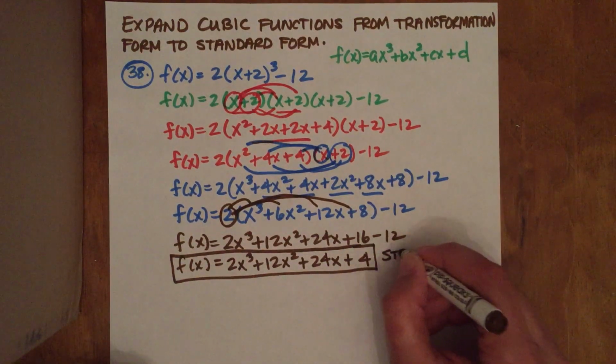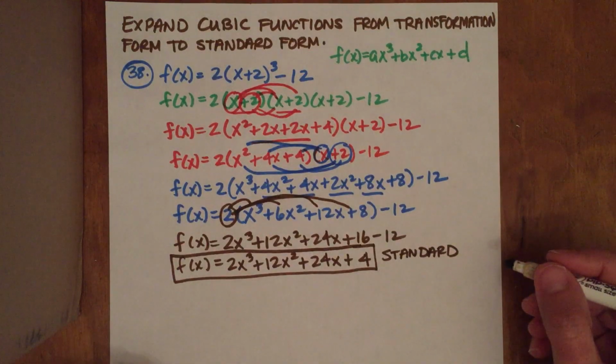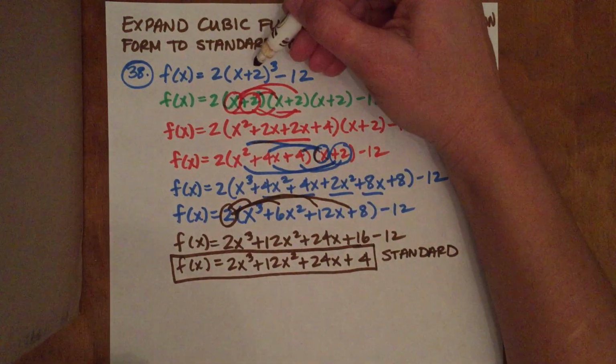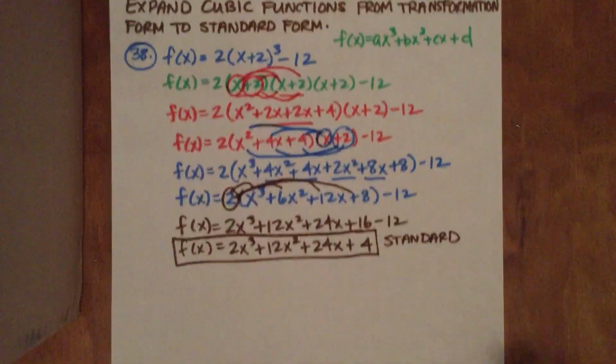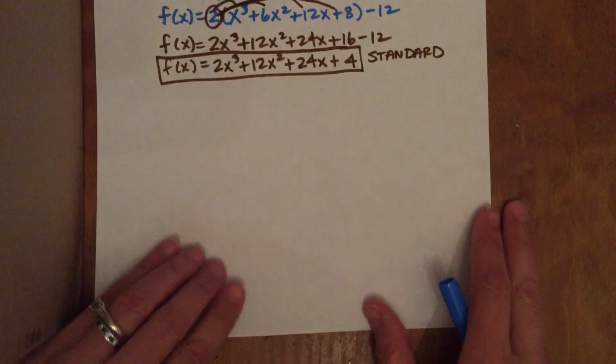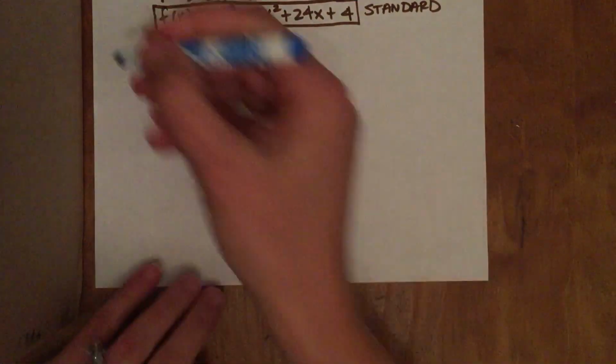This is standard form, which is what we also call expanded form. It's the standard form that you get when you expand this particular vertex form. So let's do another example. Let's look at the second example. The second example that we have is number 39.